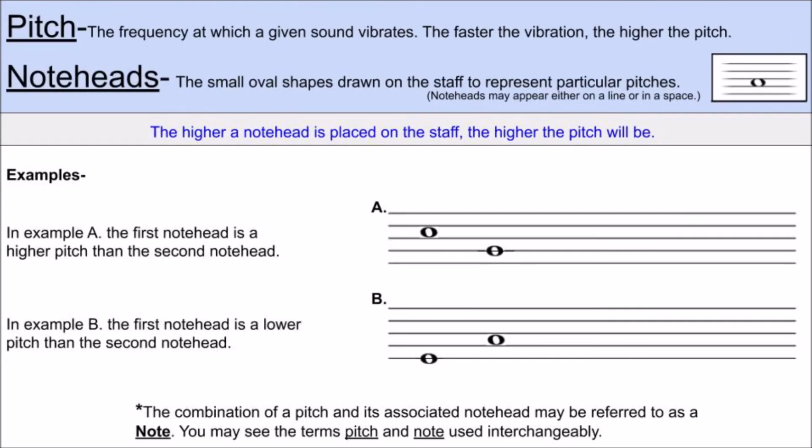A pitch is the frequency at which a given sound vibrates. This is what you audibly hear when a piano key is pressed or a string on a guitar is plucked. A notehead is the small oval shape drawn on the staff. This represents a particular pitch. An important thing to note is that collectively the notehead and the pitch that it represents is referred to as a note. And you may see the terms pitch and note used interchangeably, and that's okay. The higher a notehead is placed on the staff, the higher the pitch will be.